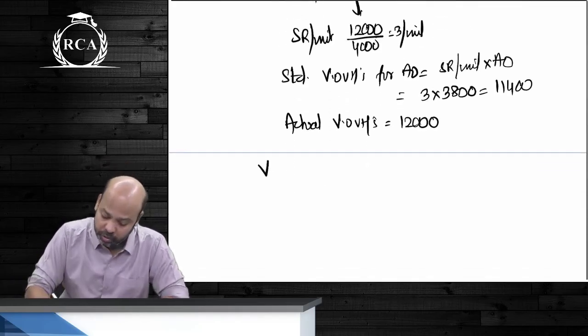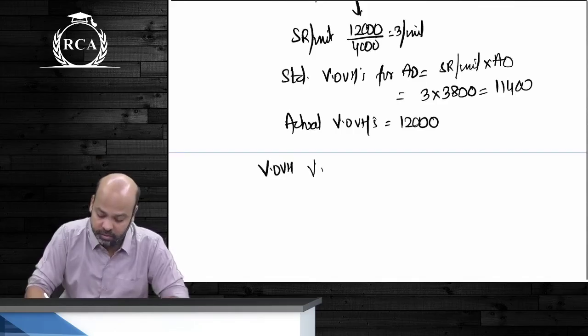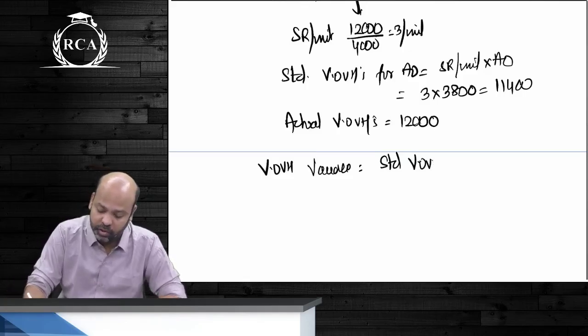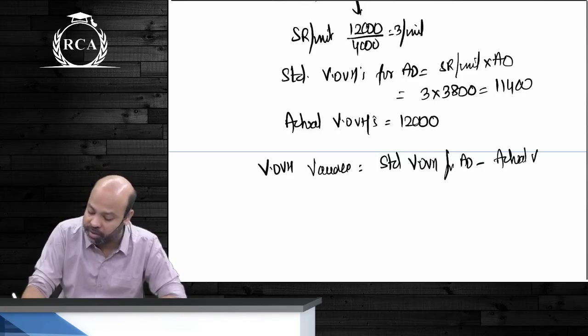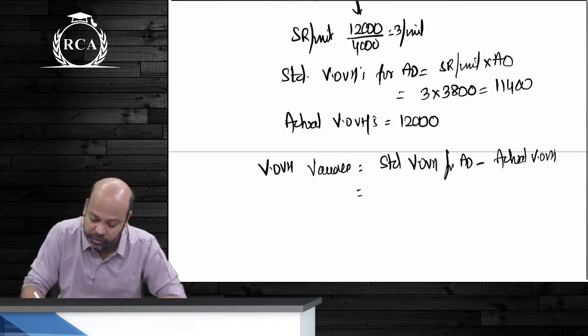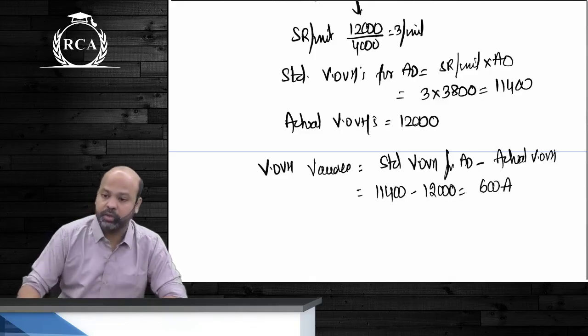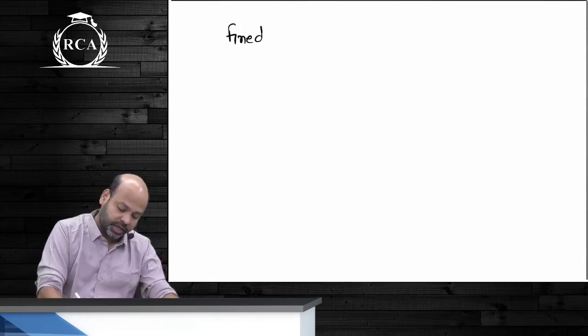What will be the amount of variable overhead variance, beta? You will write standard variable overheads for actual output minus actual variable overheads. Standard variable overheads for actual output, beta, should have been 11,400. This minus 12,000. The amount will become 600 adverse. Overheads, guys, you will write those details again.